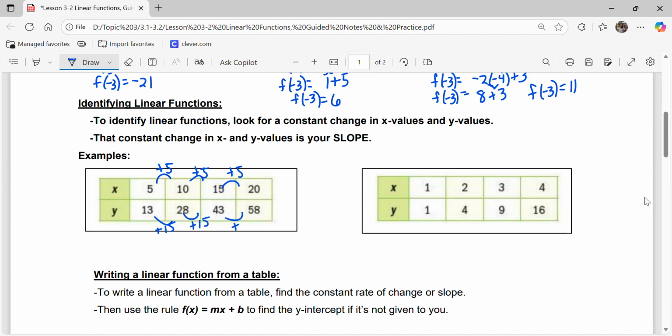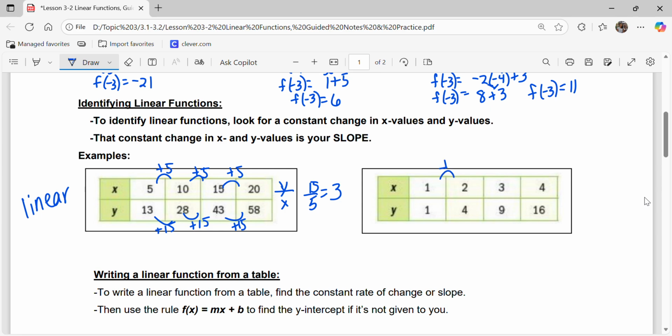And then when you do the slope formula, it's your y2 minus your y1 over x2 minus x1. So y is on the top, x is on the bottom. So if I were to simplify this, it would be 15 over 5. So my slope would be 3. So since I have 15 over 5 each time, this does have a constant rate of change. So this first table is linear.